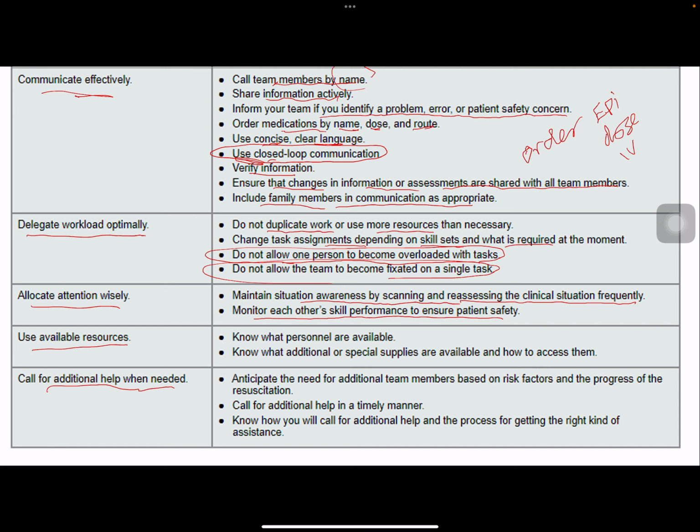Use available resources. Know what personnel are available. Know what additional or special supplies are available and how to access them. So call for help if needed. Anticipate the need for additional team members based on the risk factors and the progress of the resuscitation. Call for additional help in a timely manner. Know how you will call for additional help and the process for getting the right kind of assistance.